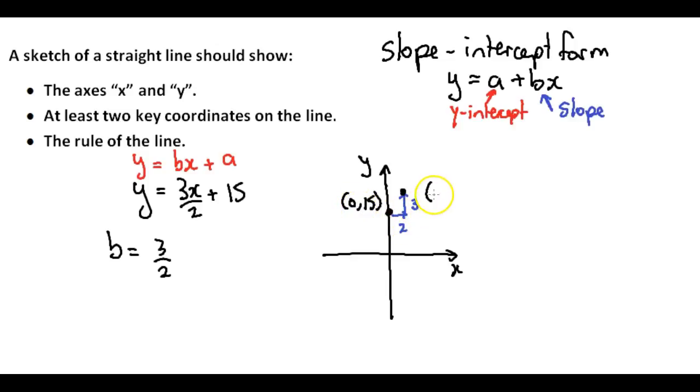So we started x equals 0, went across 2, we're at x equals 2. We started here at y equals 15 and went up 3. We're now at 15 plus 3, or 18. So that's our sketch of our straight line. Got a bit wonky here. And label it with its rule.